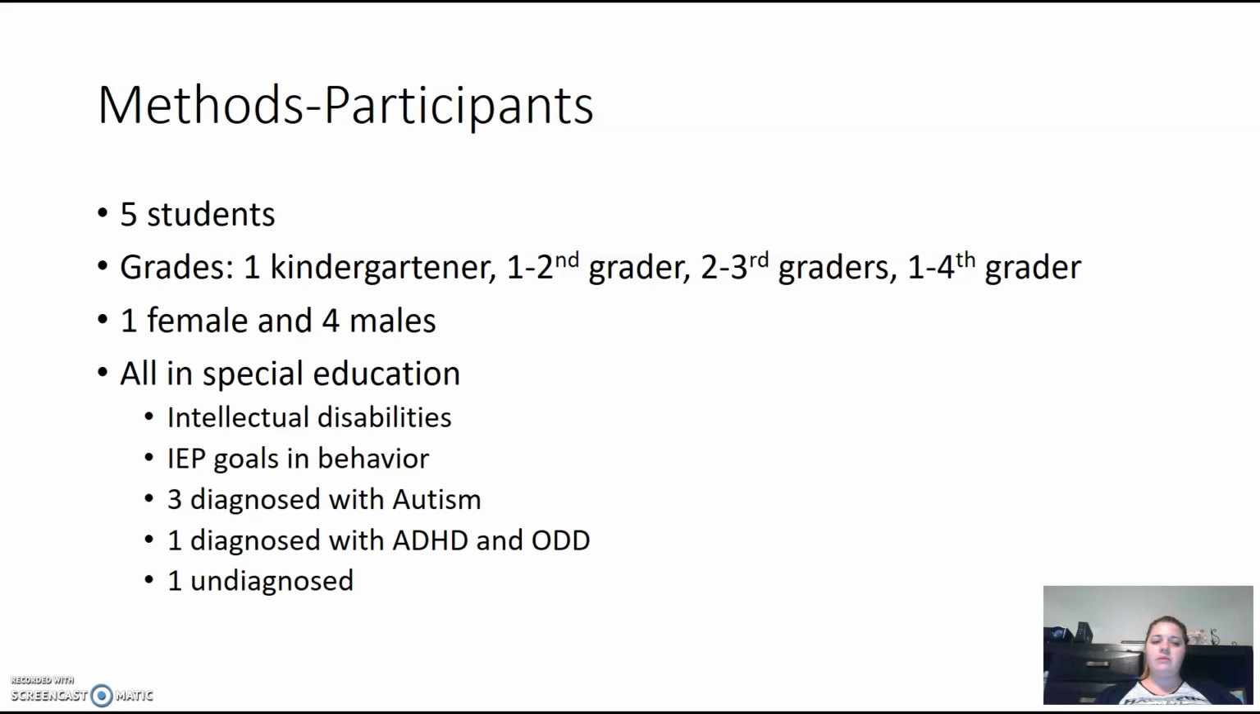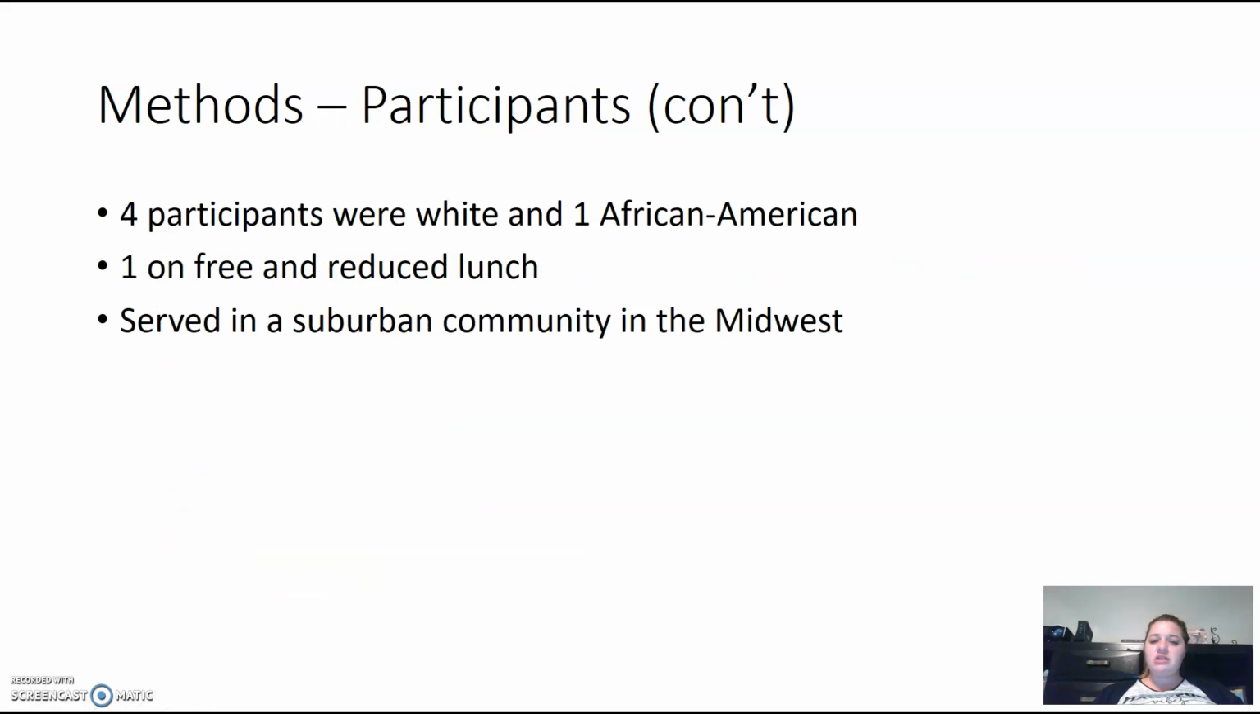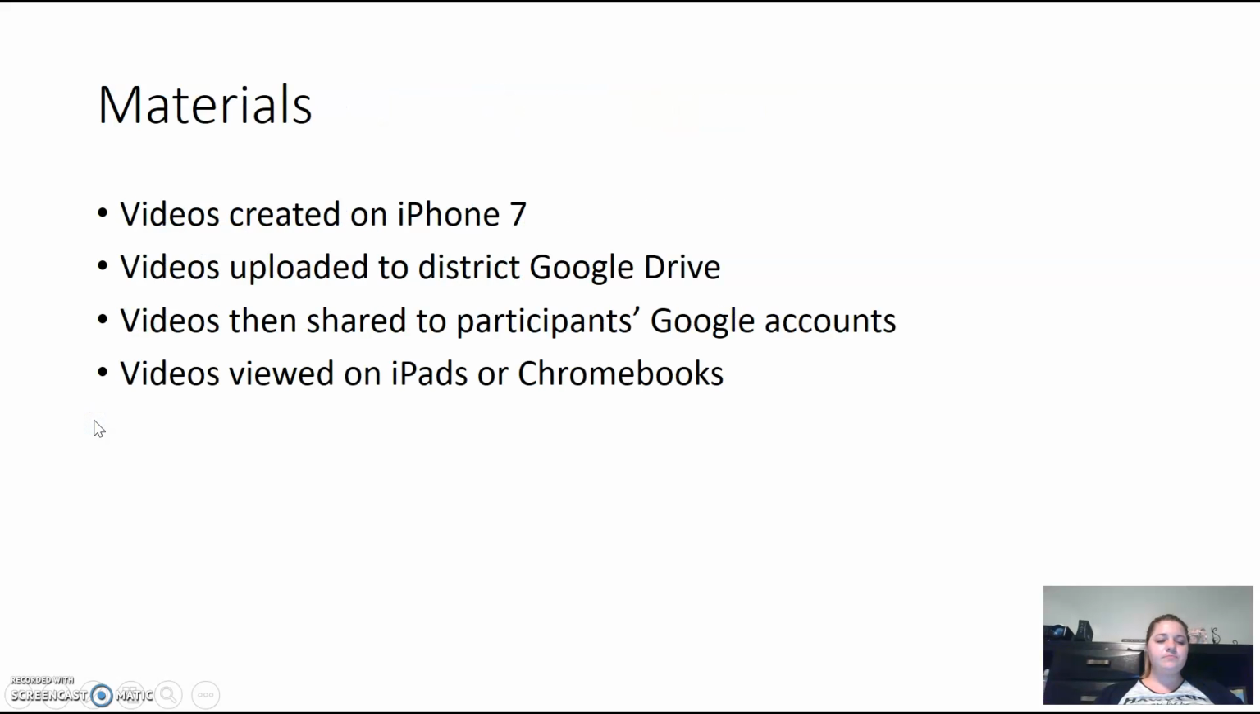I only had 1 female and 4 males. All my students were in special education with an intellectual disability. They all had goals, IEP goals, in behavior. 3 had autism, 1 was diagnosed with ADHD and ODD, and 1 was undiagnosed. 4 participants were white and 1 African American, 1 student was on free and reduced lunch, and they were all served in a suburban community in the Midwest.